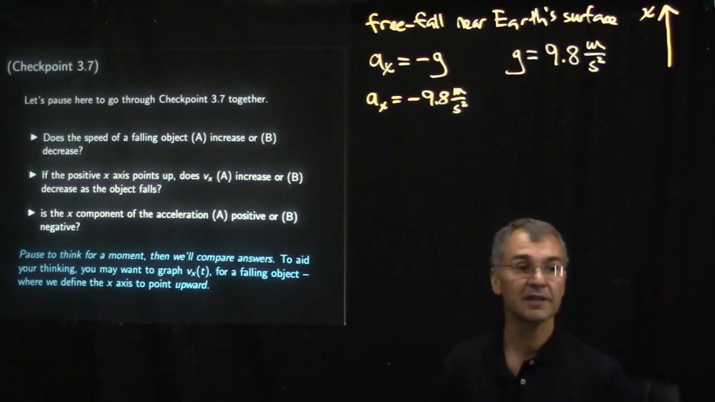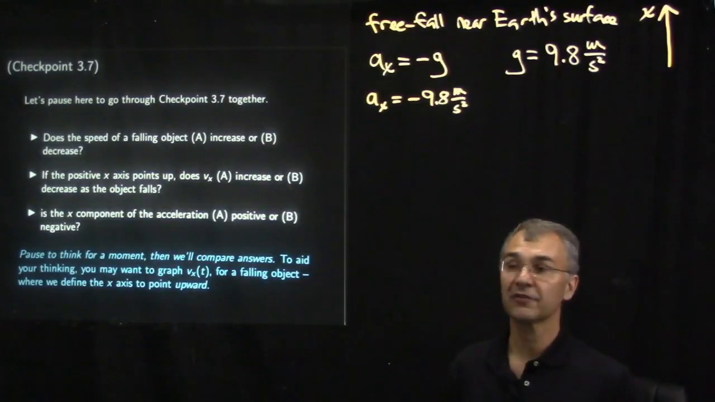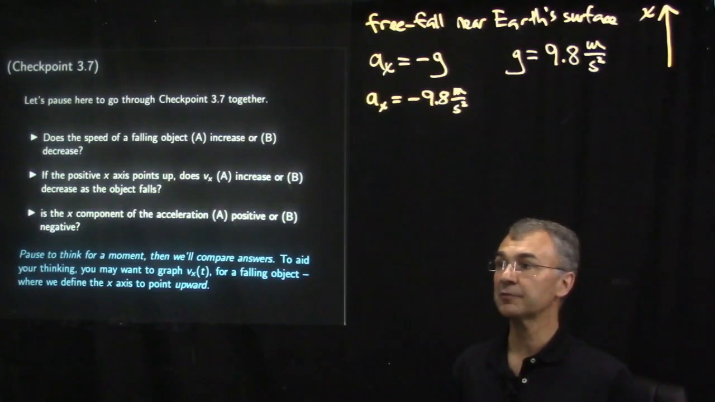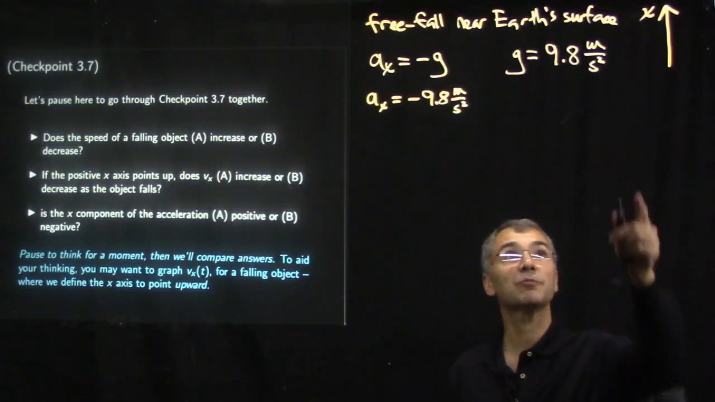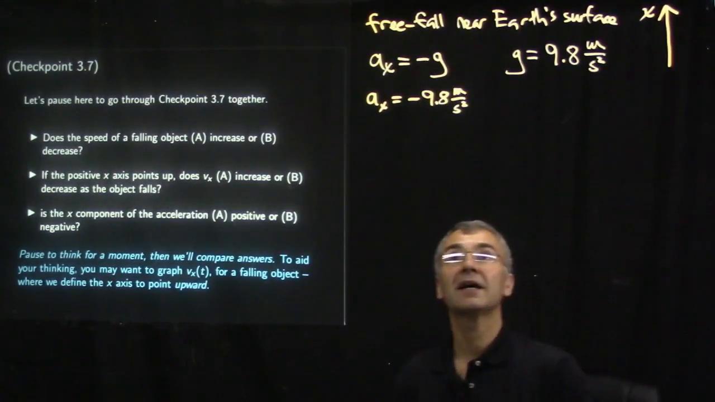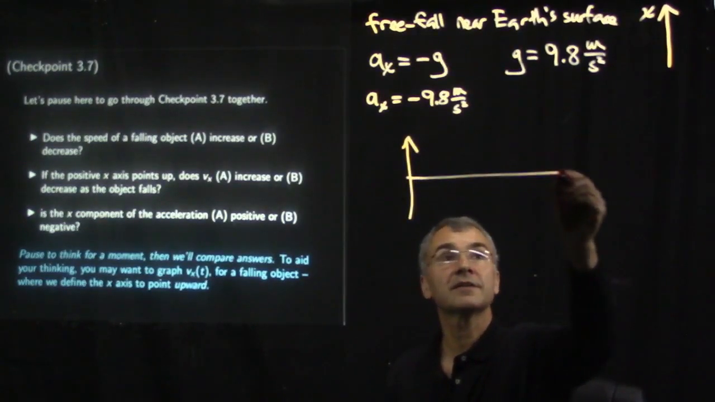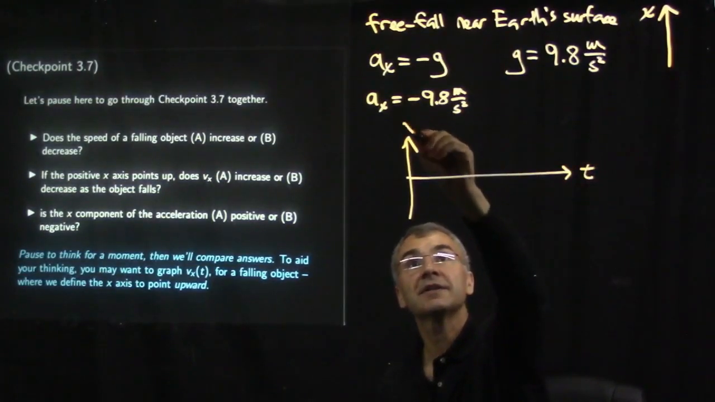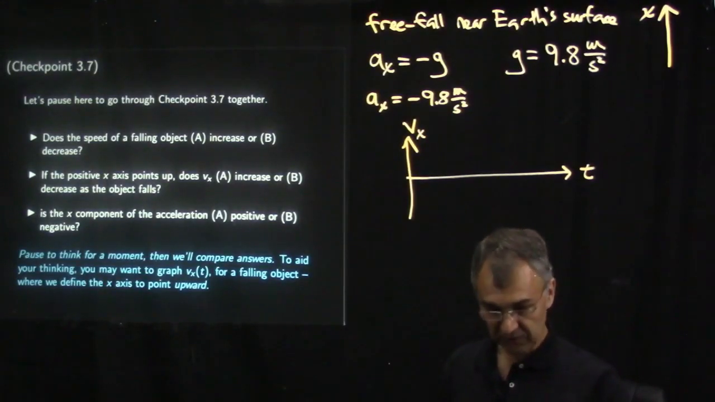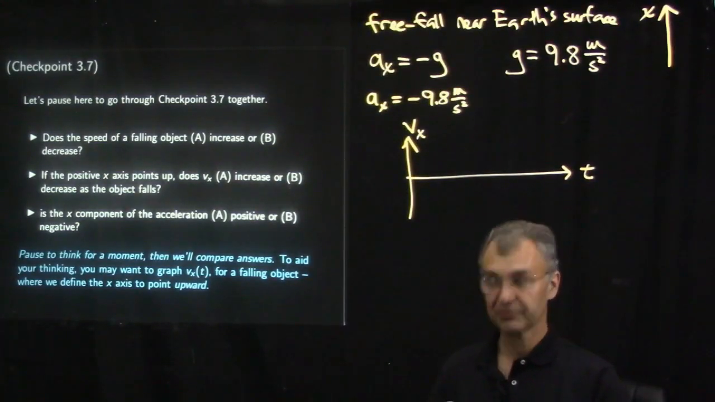Okay, you should probably pause for a minute to think about your answers to these questions. I suggest you might want to draw a graph of v sub x versus time for a falling object. Remember, we're going to define the x-axis to point upward. So I'm going to draw my own graph. So we said falling. Here is time, and here is the x component of velocity. If we say falling, I think that could mean, for instance, I just drop an object like that.